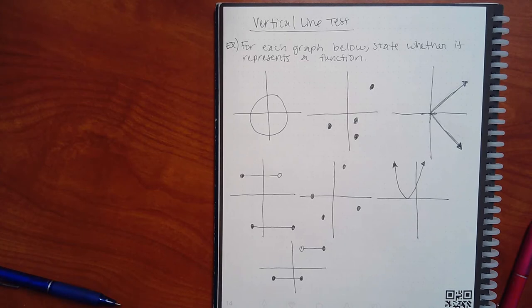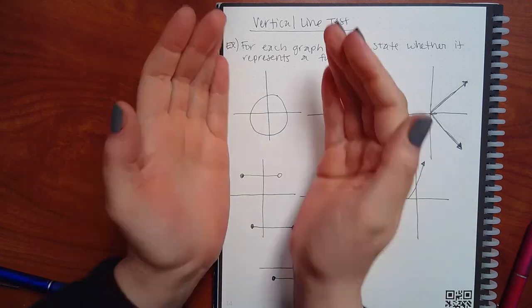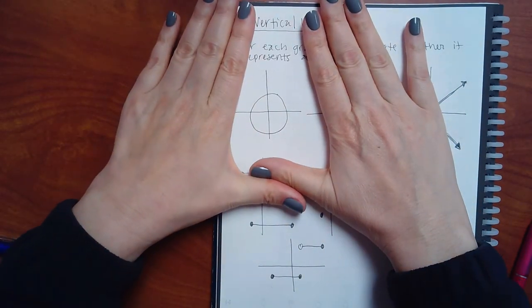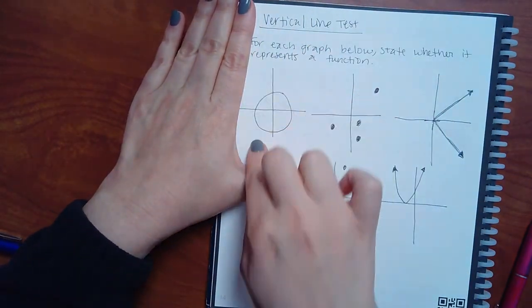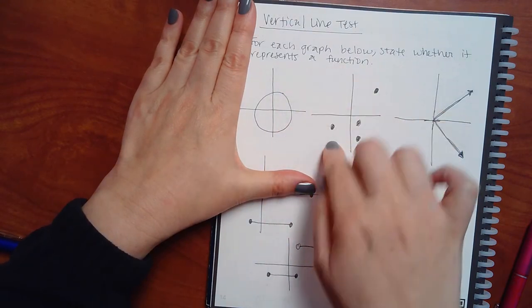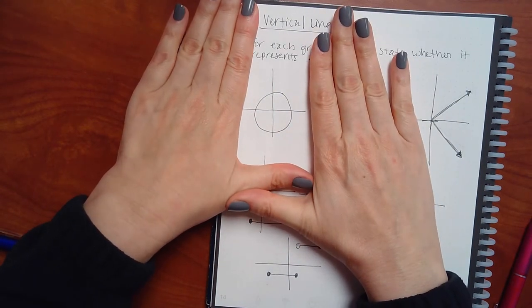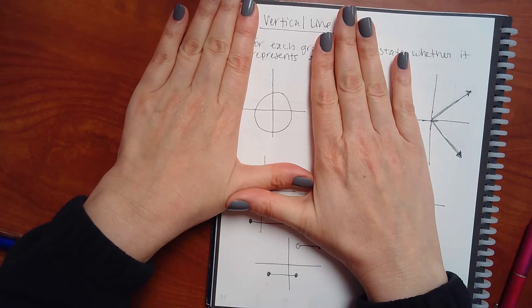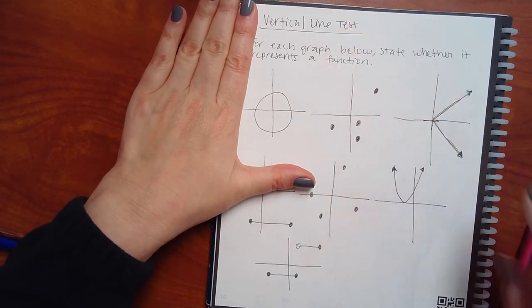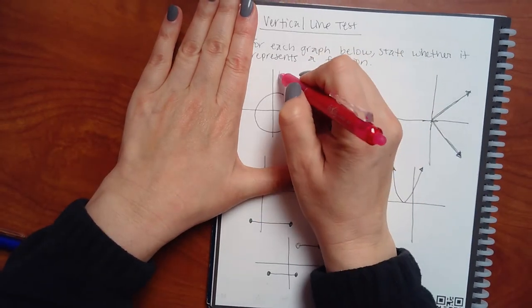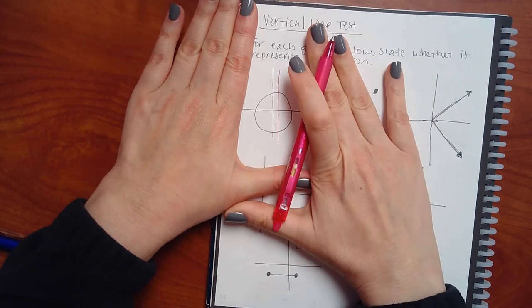The vertical line test is essentially you imagining gobs and gobs of vertical lines on one image. So you see this graph and you should be imagining gobs of vertical lines. If a single vertical line that you imagine crosses the graph more than once, then automatically it's not a function. So if you can imagine, if I draw just one line right here, right?